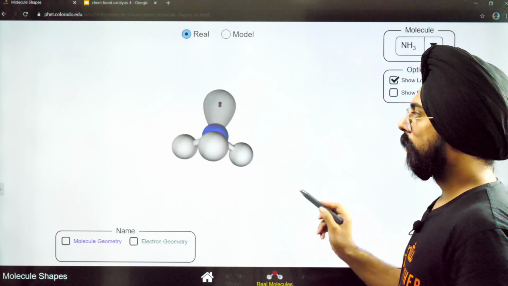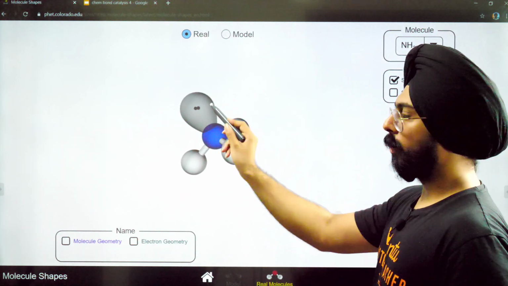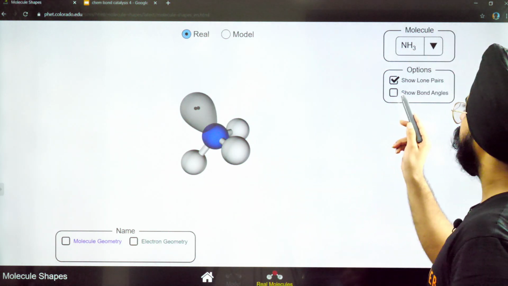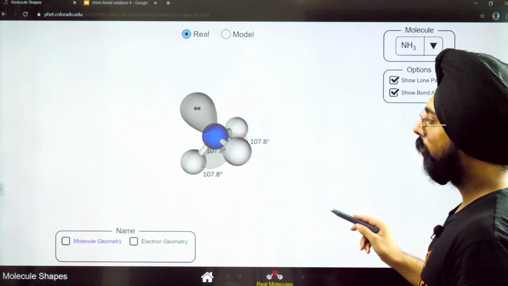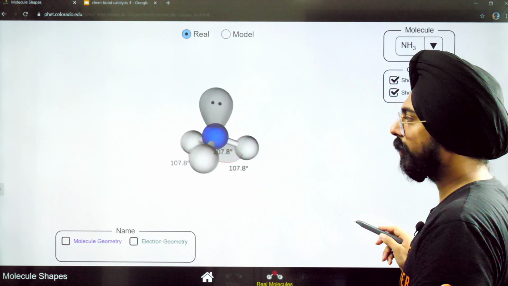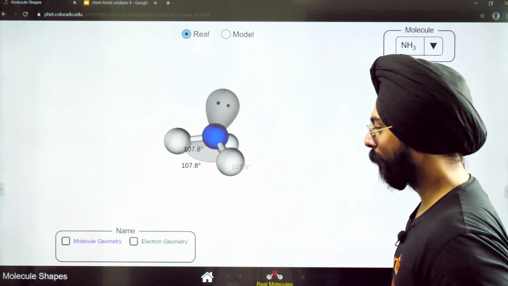Fine. I drew this structure on paper. One lone pair, one bond pair and two bonds coming out like this. Let's see the bond angles now. As I told you, the bond angle will be less than 109.5 degrees. The bond angle is 107.8 degrees because the lone pair is pushing these bonds down.